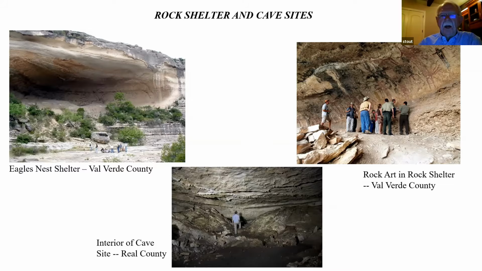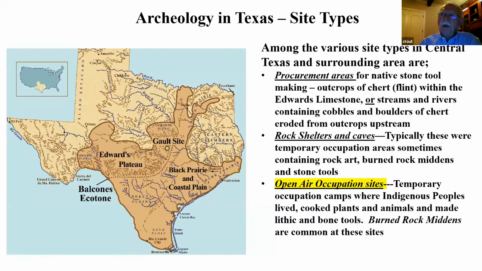The third type of site is the one that is probably the most prevalent and the most interesting also. It's where the people literally lived. These were semi-nomadic people. They didn't stay in one place all the time. They moved around and exploited the native plants and the native game. And they left a lot of artifacts behind when they left, one of which are burned rock middens, which we'll talk about a little more.